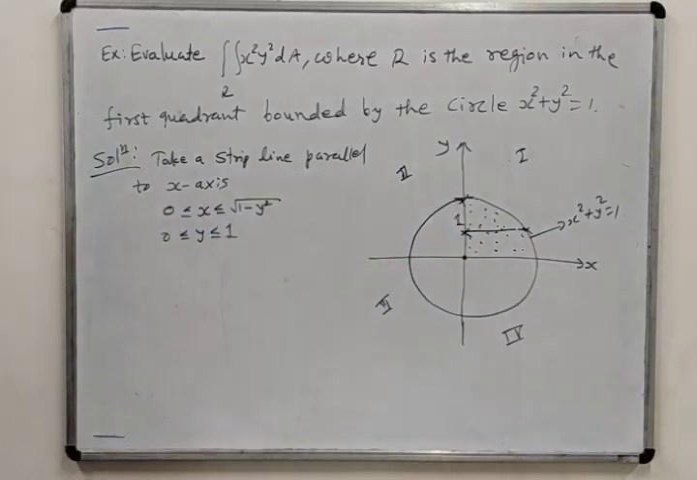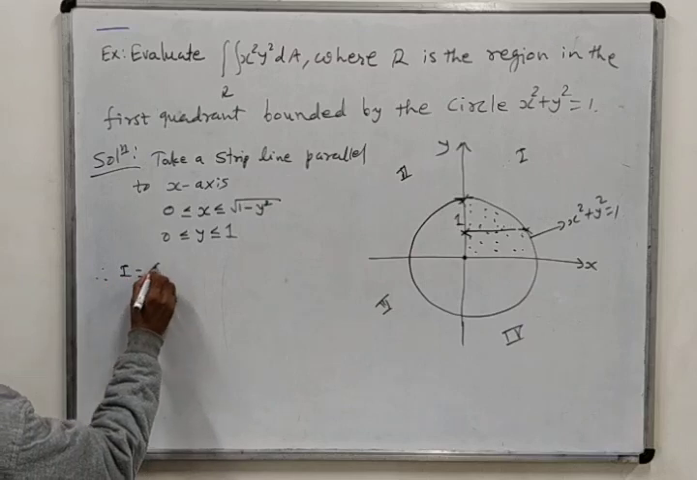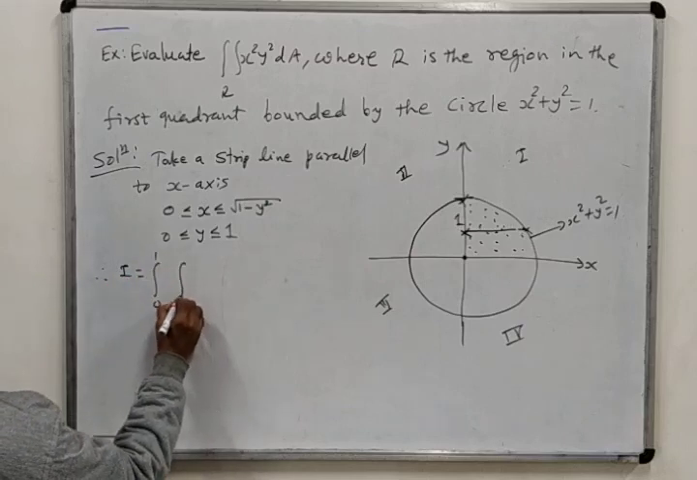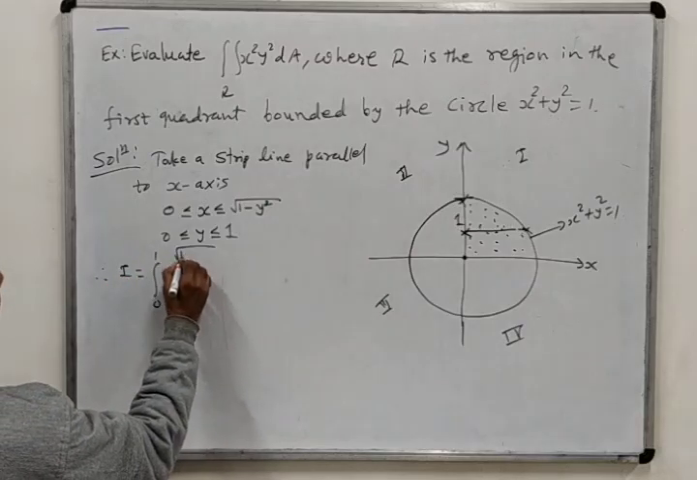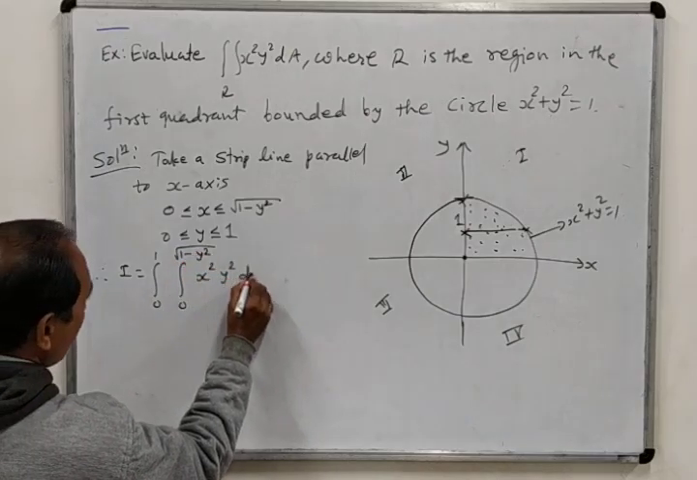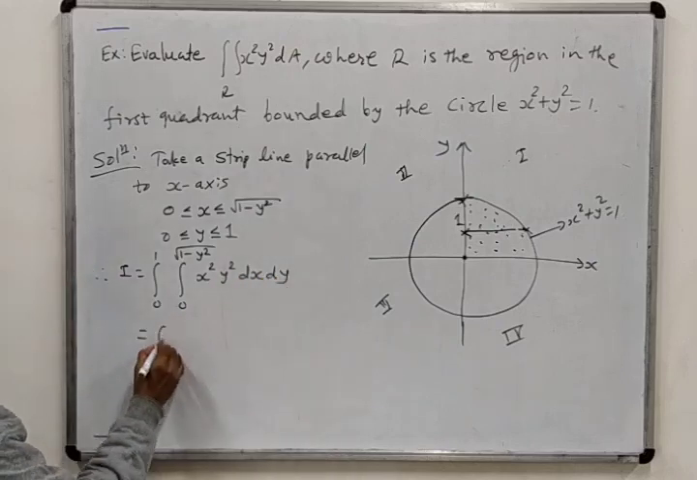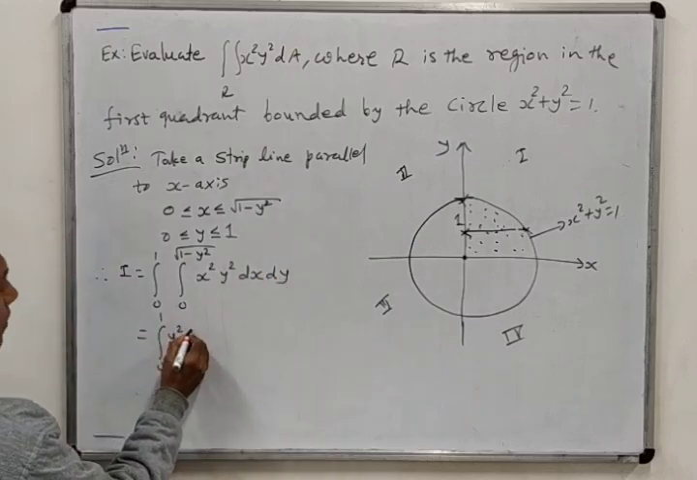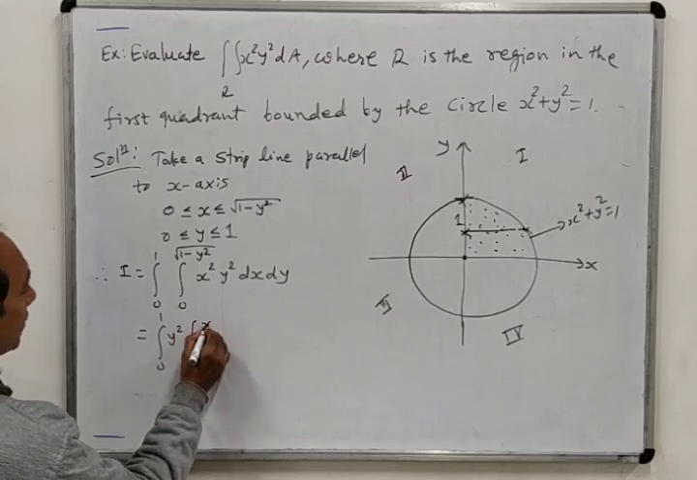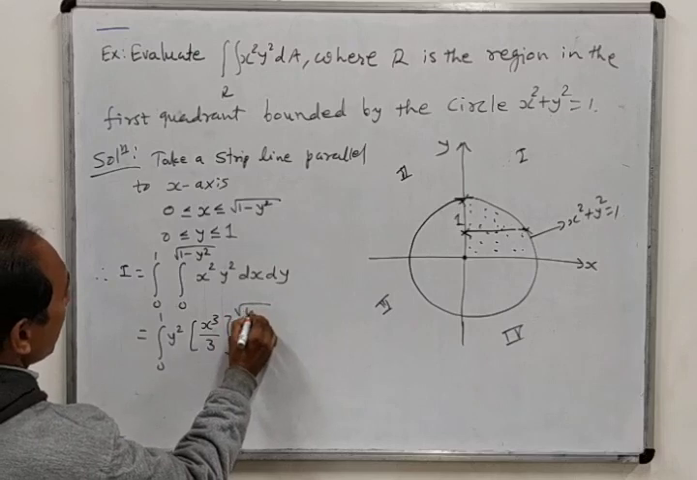So now the major problem is completed, and the easier part will come. Therefore I equal to integration 0 to 1, 0 to root 1 minus y square, x square y square, and then we will write dx dy. Okay. So now for the integration, here y square is constant, so we take it outside. It says the integration of x cube by 3, 0 to root 1 minus y square.